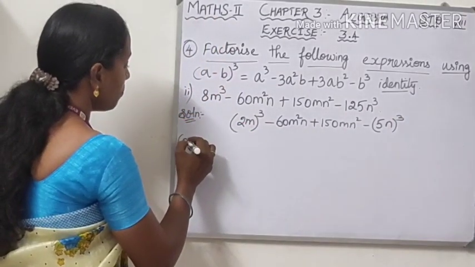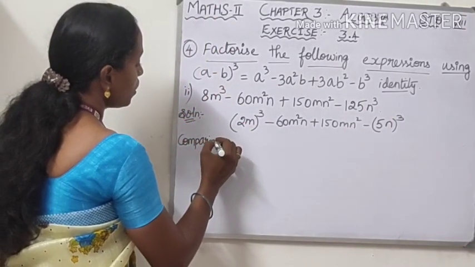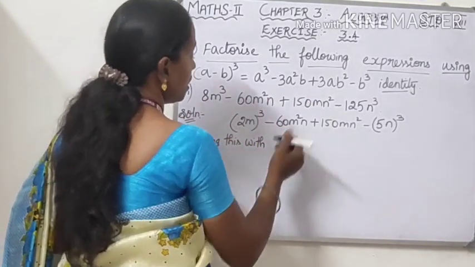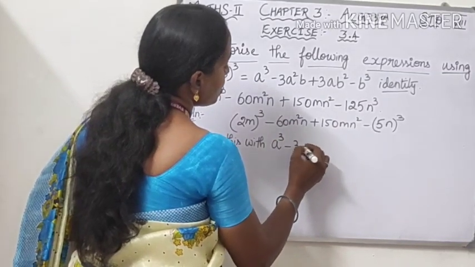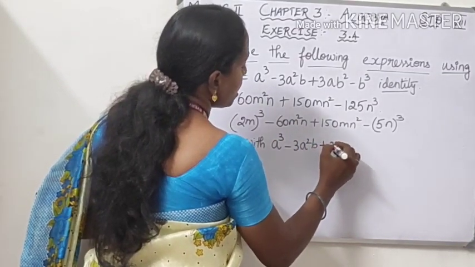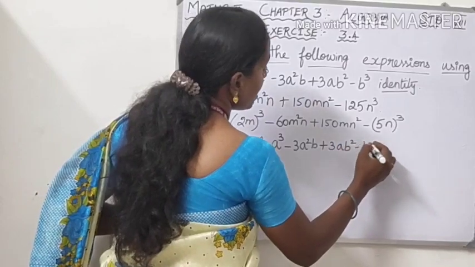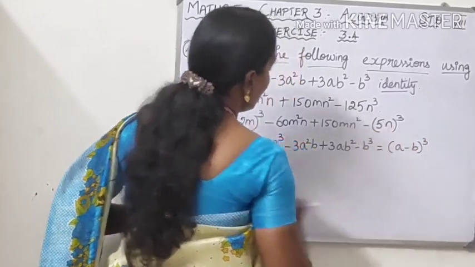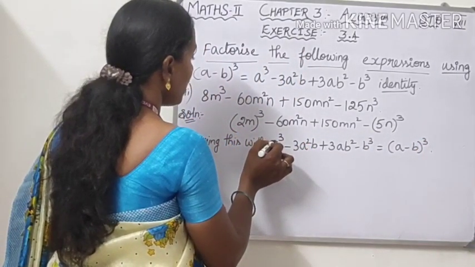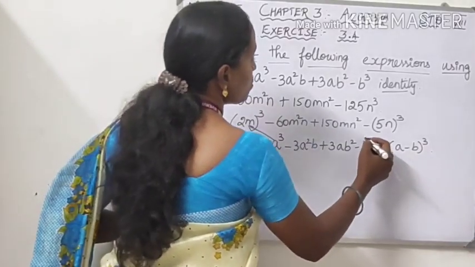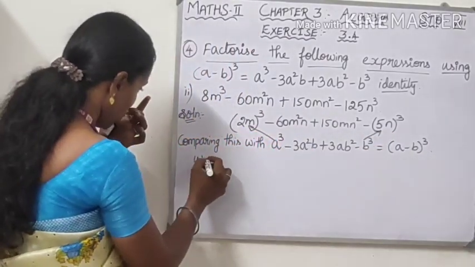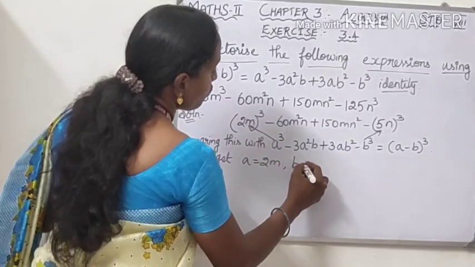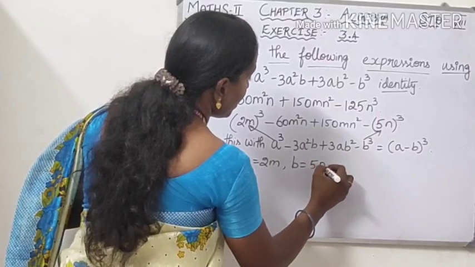Now I am going to compare this with the identity. This a cube minus 3a square b plus 3ab square minus b cube is equal to a minus b the whole cube. Now compare and find out what can be the value of a and b. So if you compare it, you will get the value of a. a is equal to 2m. What is the value of b? b is equal to 5n.